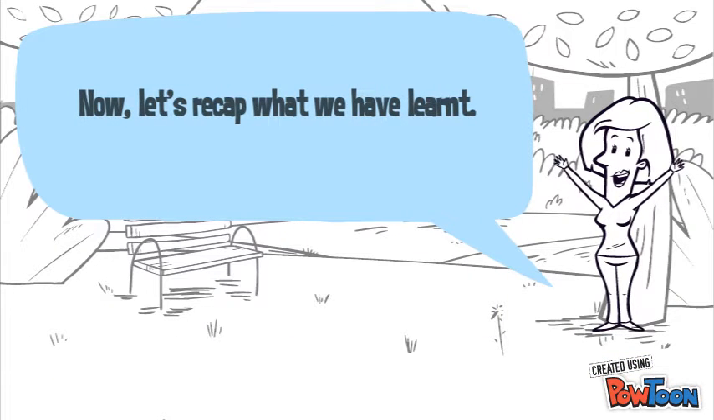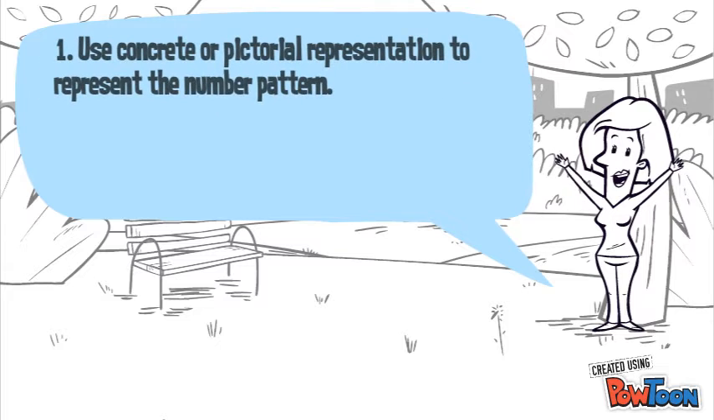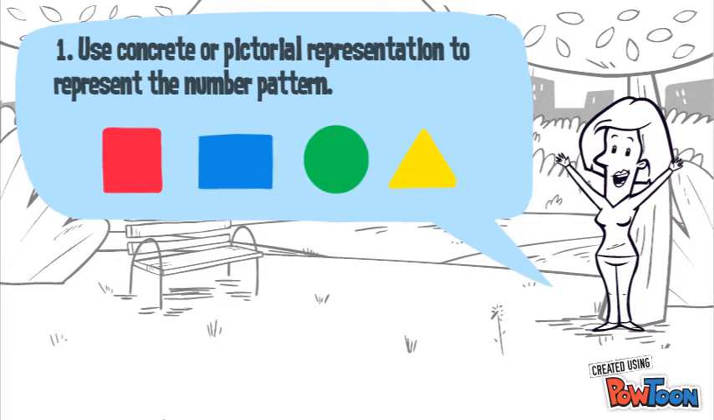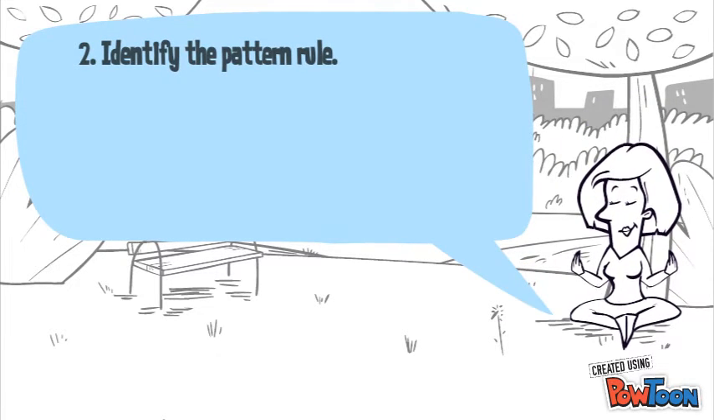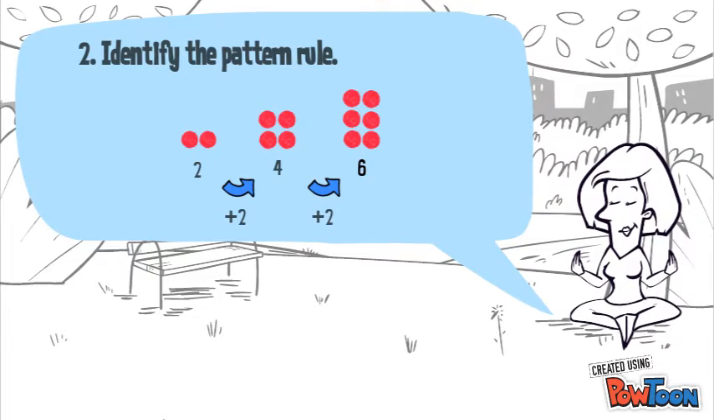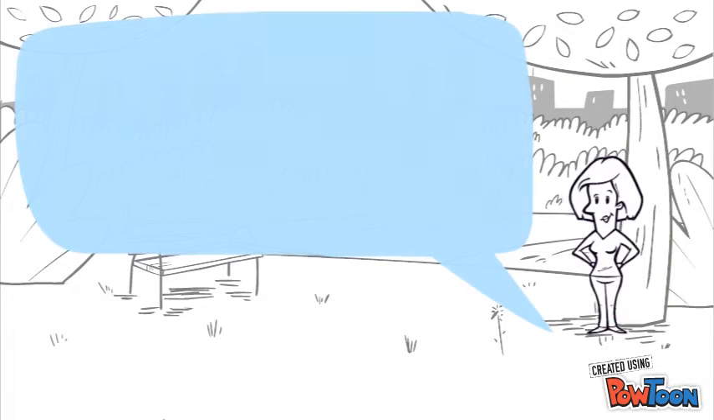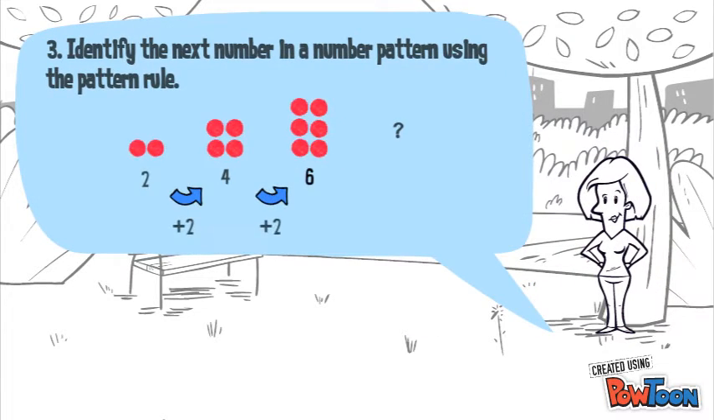Now, let's recap what we have learned. Number 1. We use concrete or pictorial representation to represent the number pattern. Number 2. We identify the pattern rule in the number pattern. Number 3. We identify the next number in the number pattern using the pattern rule.